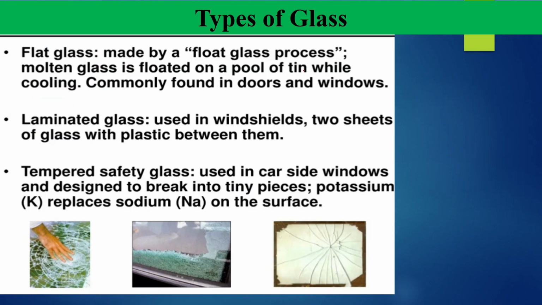Now, if we talk about the types of glass, there are different types. The first is flat glass, made by the float glass process, in which molten glass is floated on a pool of tin while cooling. So this is called flat glass. Another is laminated glass, and another is tempered glass. These different types of glass may be found at a crime scene.